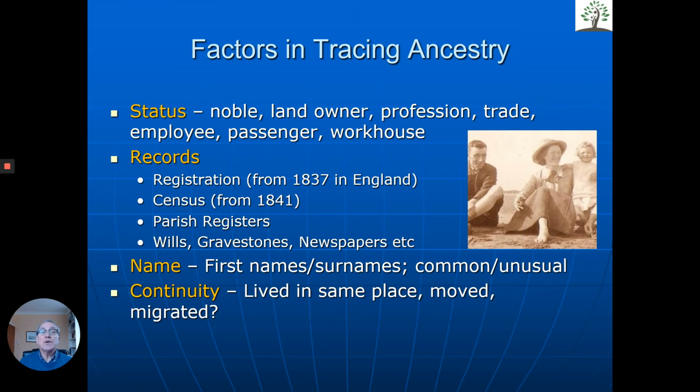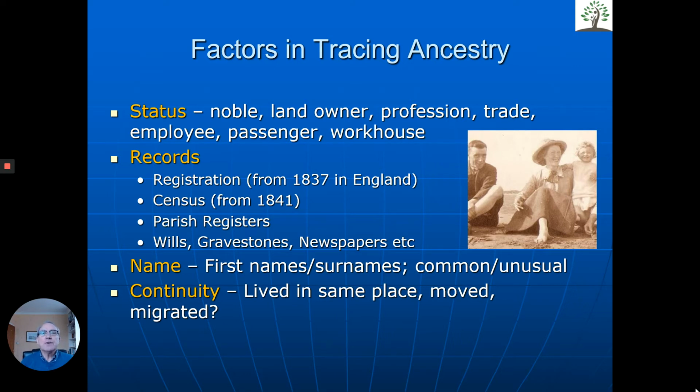Now, what's involved in tracing ancestry? What are the chances of finding your ancestors? And the key thing really is three. One is, did your ancestors do something that caused them to be recorded? Secondly, has that record survived? And thirdly, can we find it? Sometimes easier, sometimes more difficult.